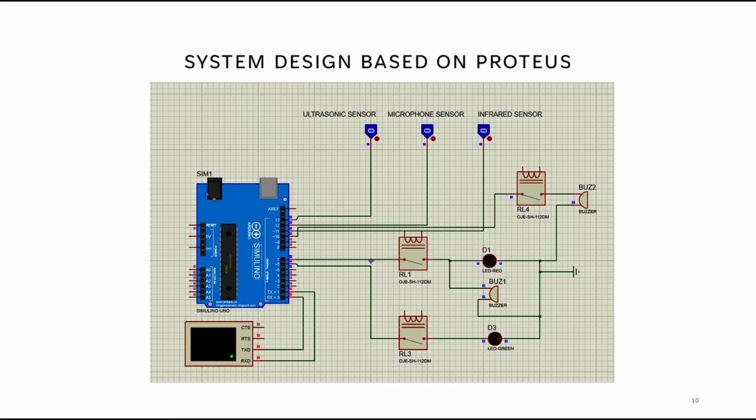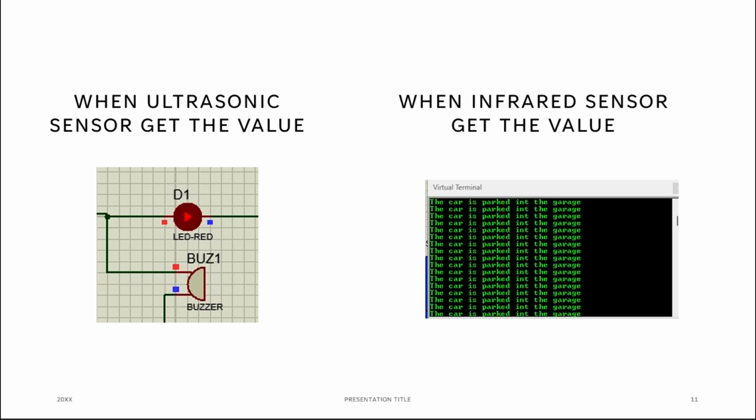Next, as we can see here, this is the system designed based on Proteus. We have three sensors above there, and every output, buzzer and LED, will connect with the relay first. And as you can see there, there's a virtual terminal, which is like our application, where you can see the data. So here, when the ultrasonic sensor gets the value, the LED and buzzer will be triggered, as well as when the infrared sensor gets the value where the car goes in, the virtual terminal, which is our application, will save the data of when the car is parked into the garage.